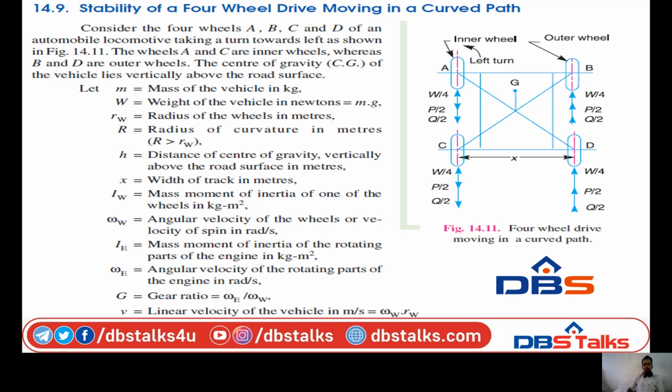And now the gyroscopic couple due to the rotating parts of an engine. Up to now, we took the gyroscopic couple due to wheels. At the same time, where rotation is there in the rotating engine parts, a couple will also be generated. So that's why we are considering the gyroscopic couple due to rotating parts of an engine, that is C = IE ω ωP.